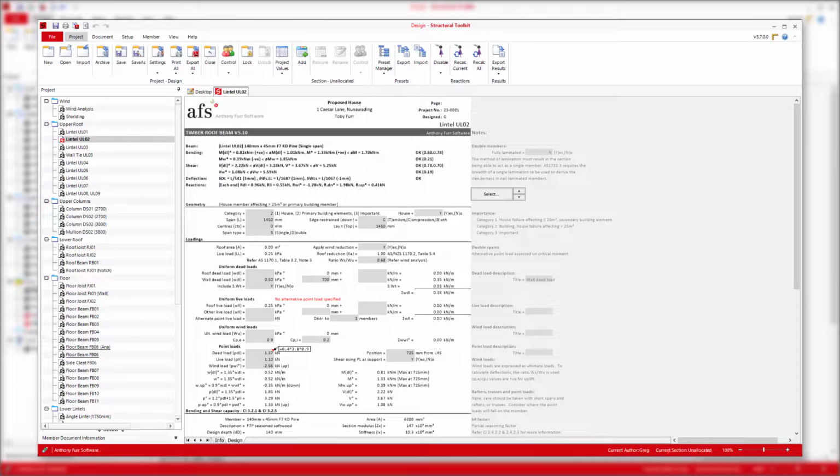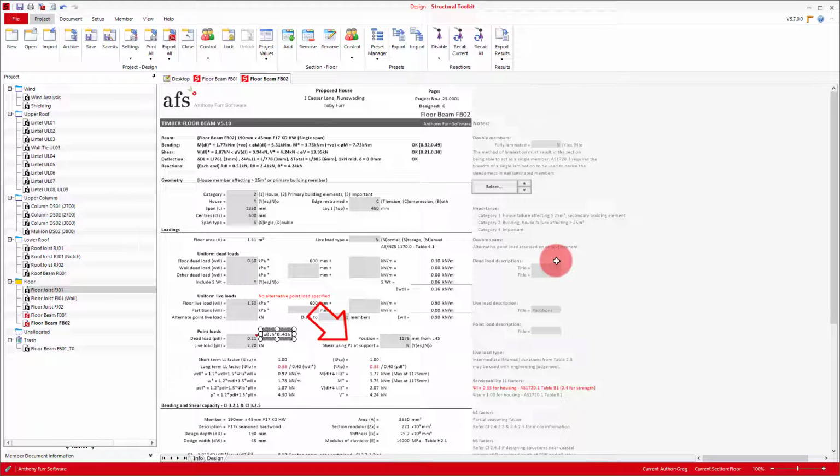We spoke about it in the previous video for roof beams, where the shear using point load at support defaults to yes. For floor beam design, it defaults to no, as typically with floor designs, the engineer is going to know where the point loads from, say, other floor beams will end up being.